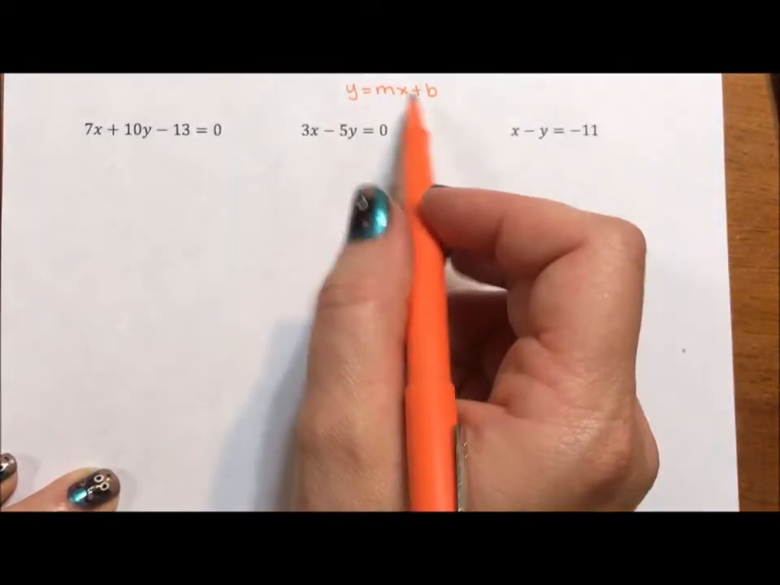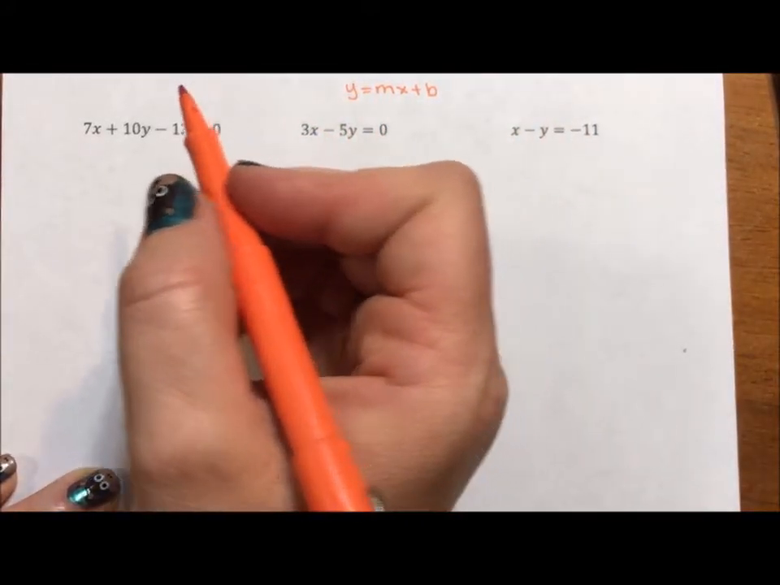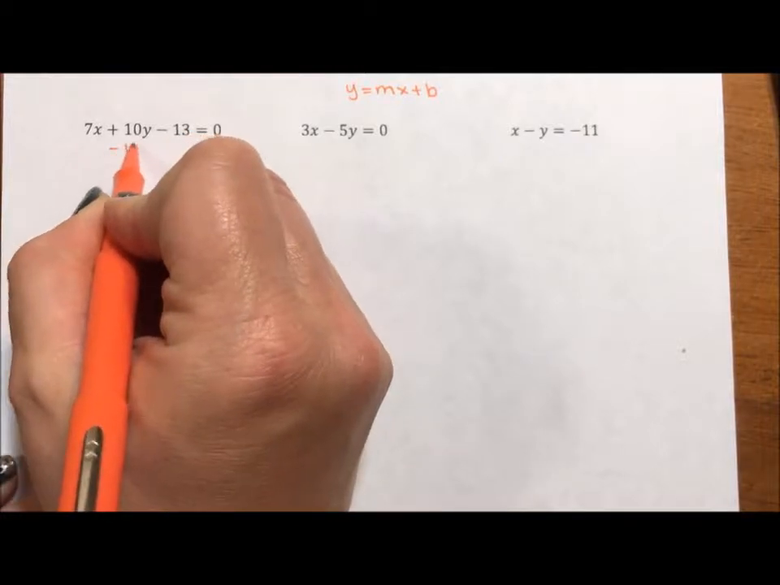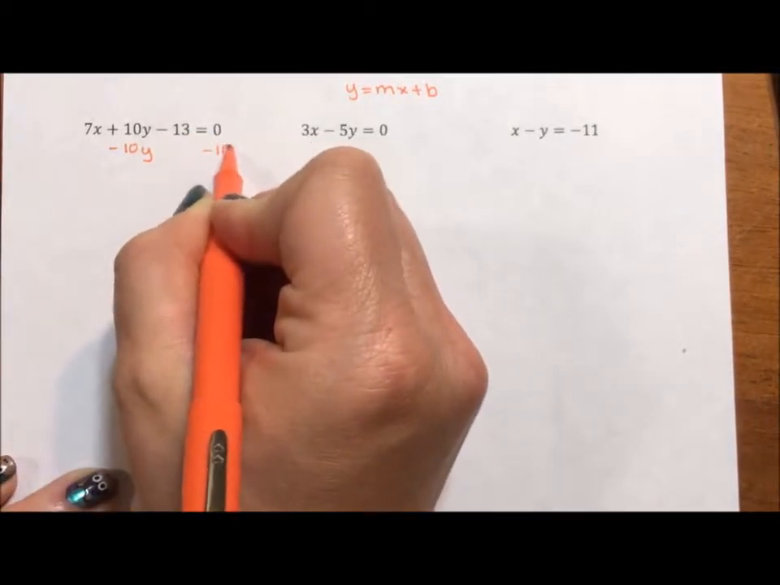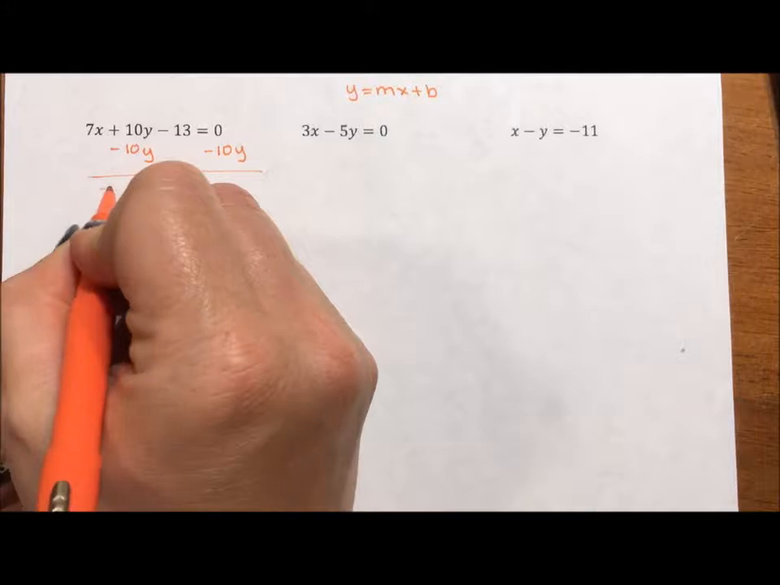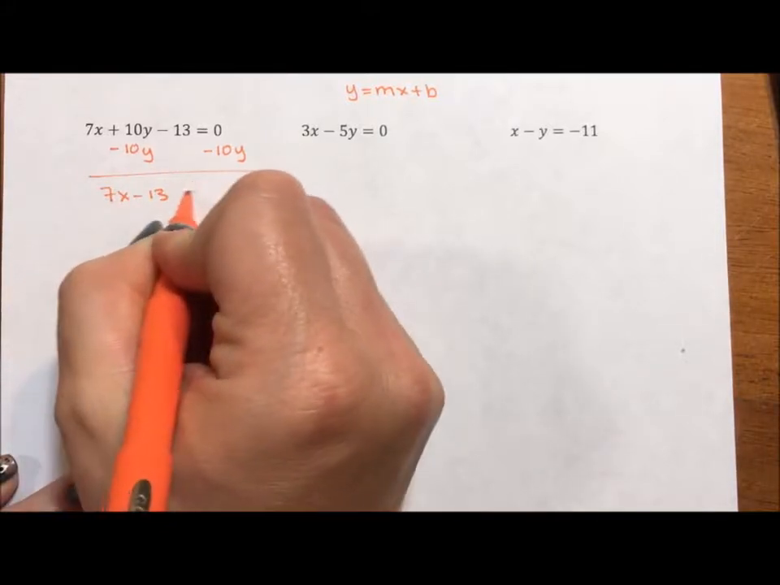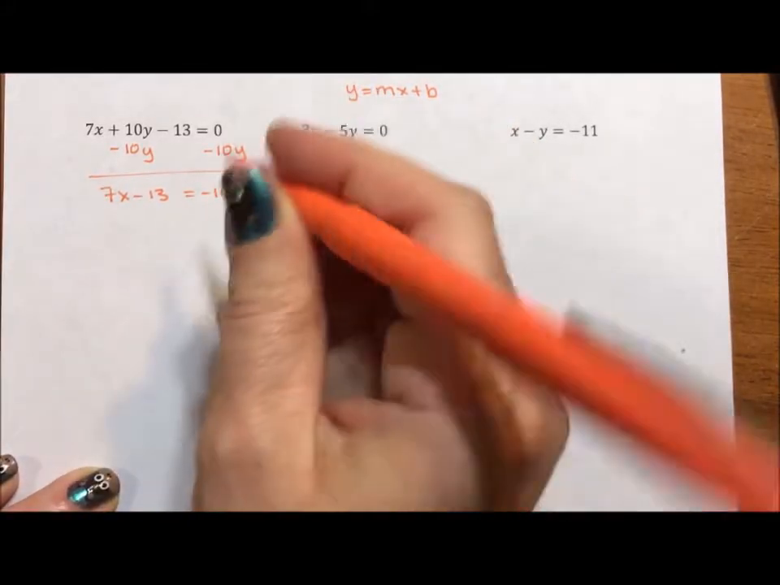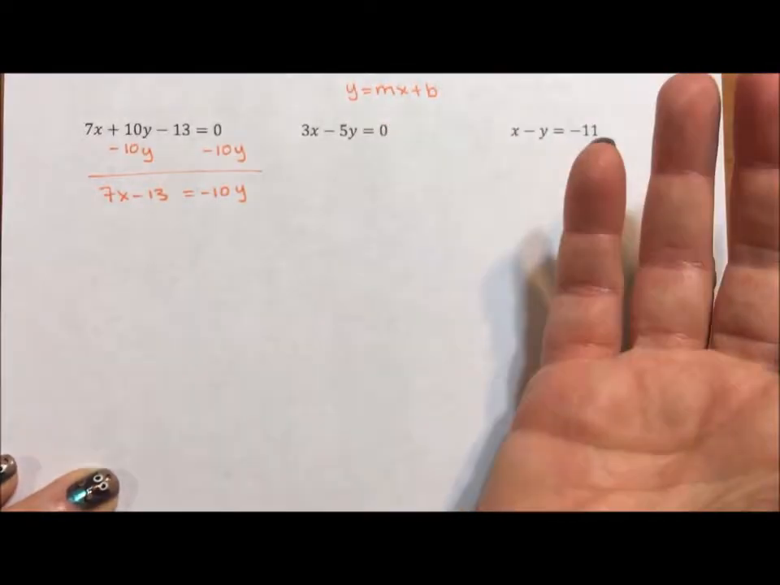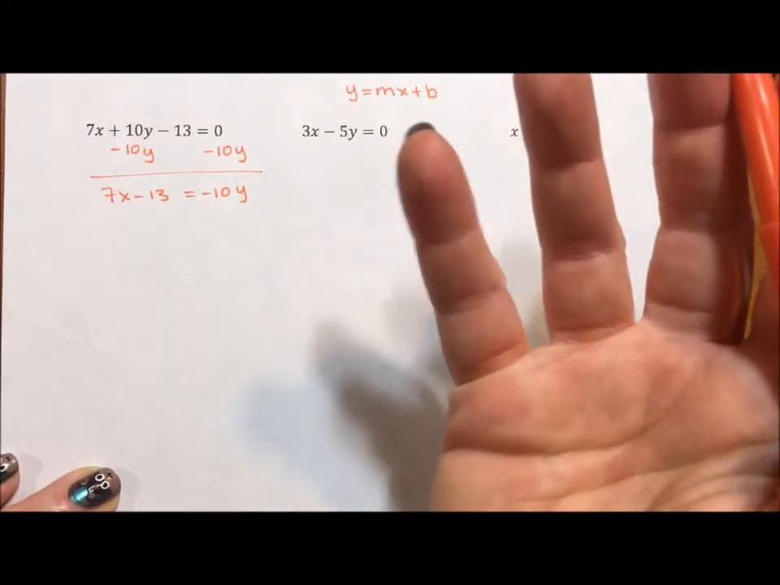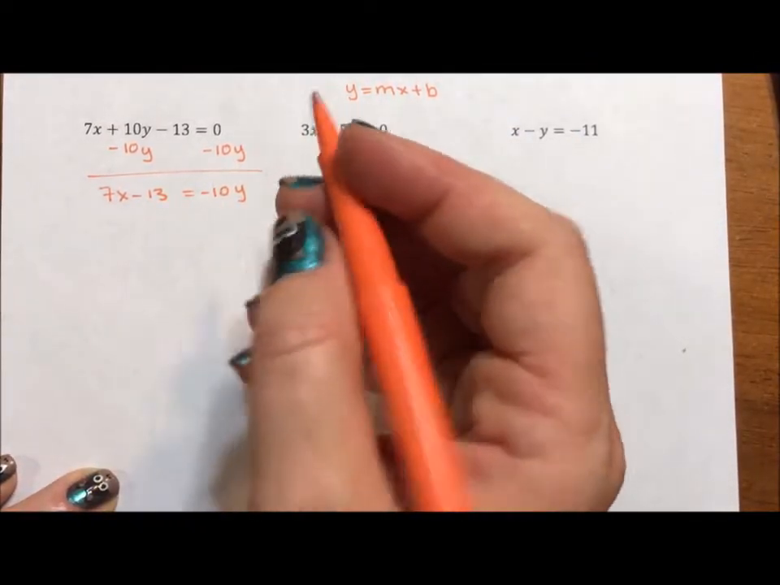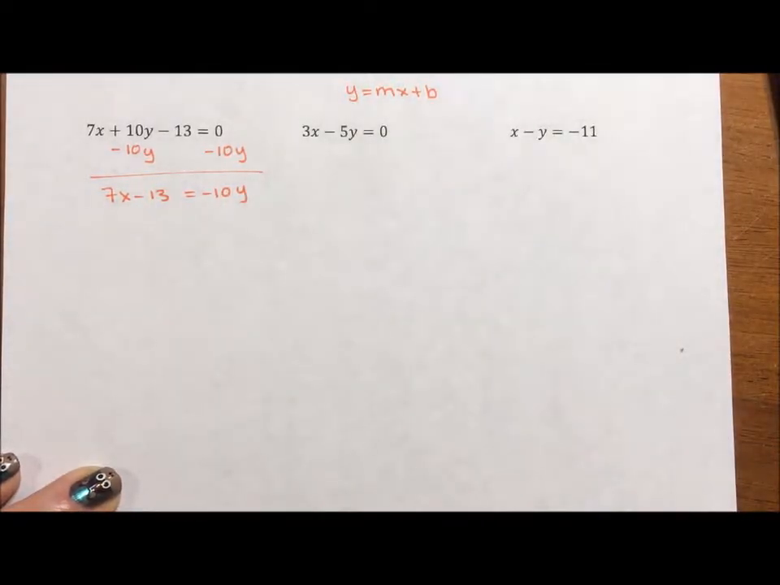So y equals mx plus b, we're trying to get the y alone. So I'm going to subtract 10y from both sides. Might not be the easiest way. 7x minus 13 equals negative 10y. Then, so it should be a two-step. Divide by negative 10. The problem is a lot of people don't divide well when you're dividing by a negative.